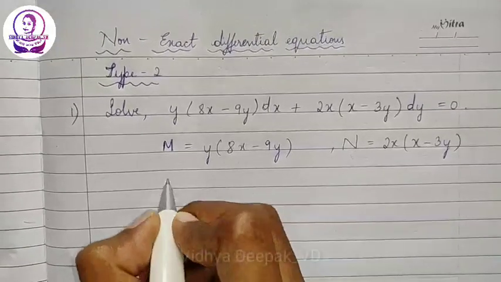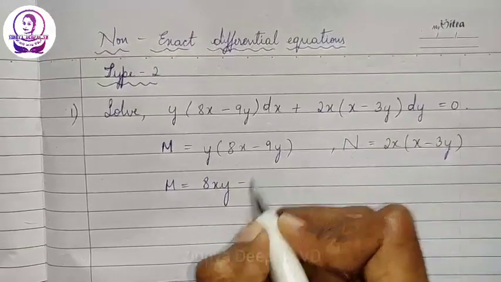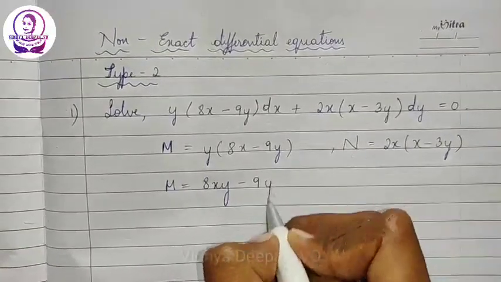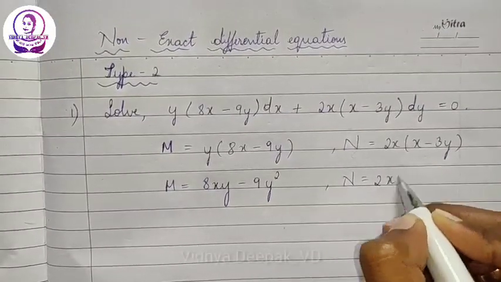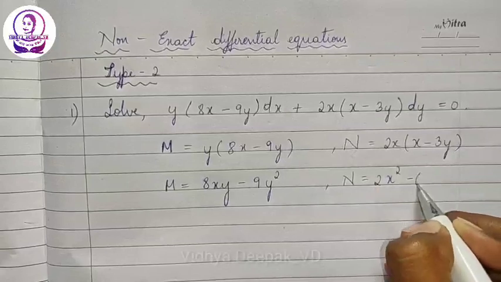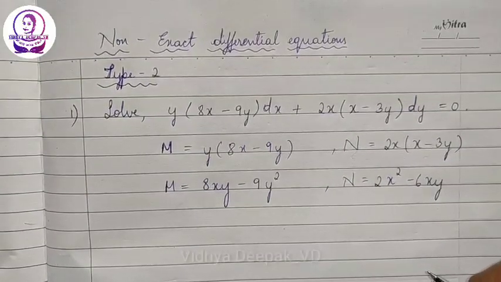So multiply the y inside. What is your M? M = 8xy − 9y². And N = 2x·x is 2x², minus 3·2 is 6xy.